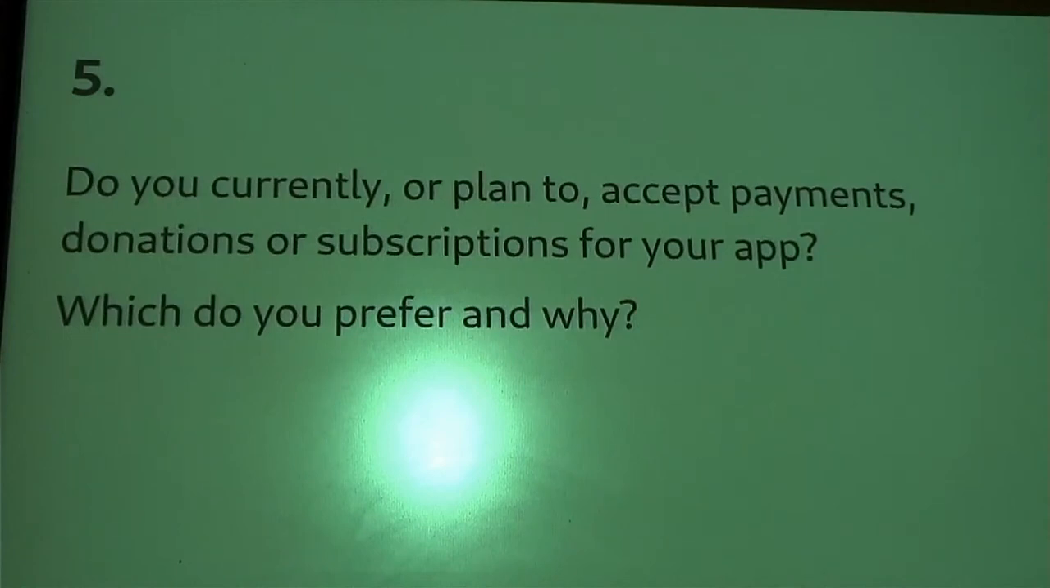Right. Like a subscription, this kind of Patreon model where you pay a little bit to support the development. Yeah, currently I'm using Liberapay as a donation platform, and it's on Flathub already, and I don't plan subscription or any payments.